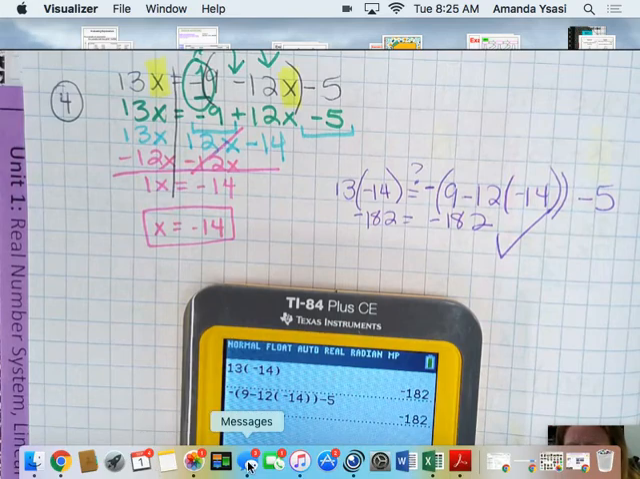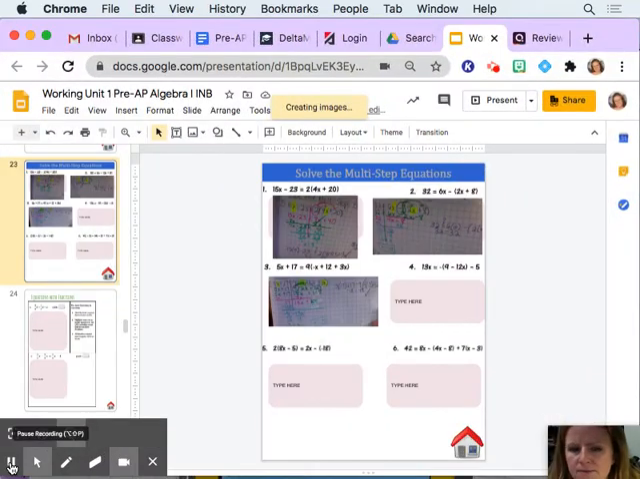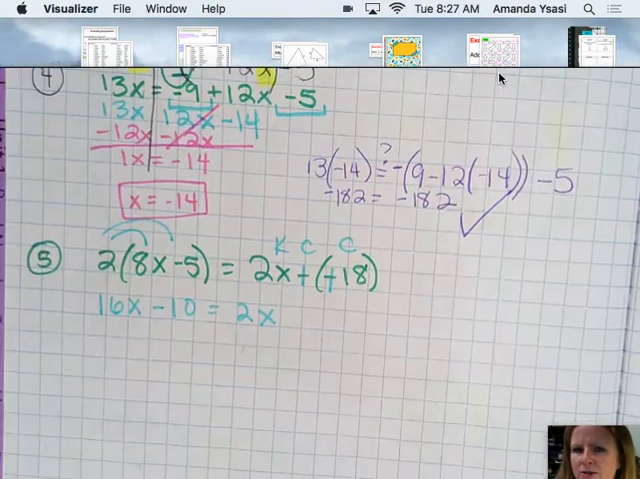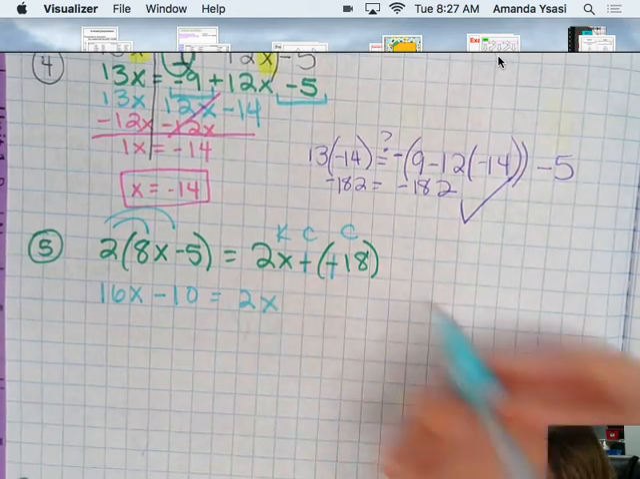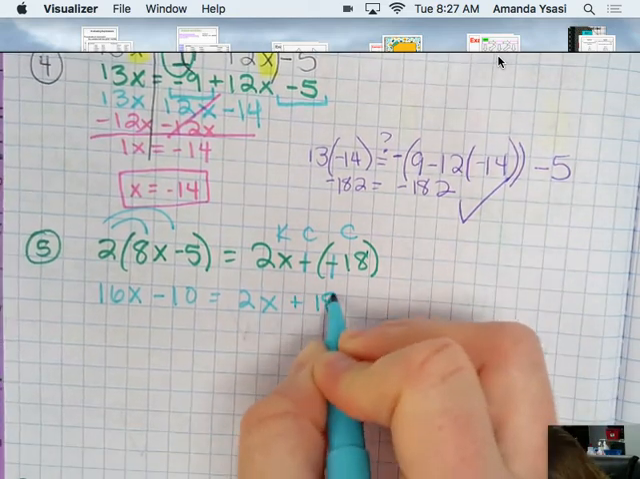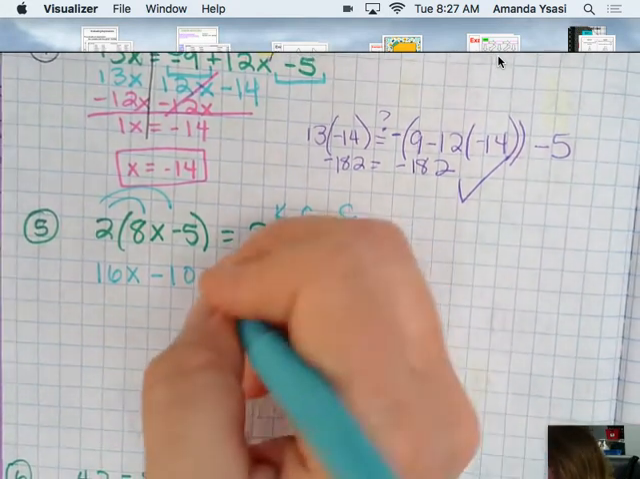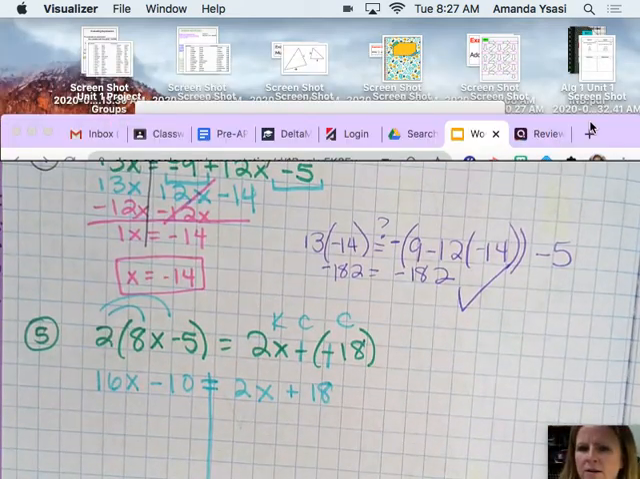Insert that picture in. So the next problem kind of takes us back to 7th grade with keep, change, change. So it should be 2x plus 18. Okay, and then you're going to start moving things around. I'm going to pause it and let y'all work on that.